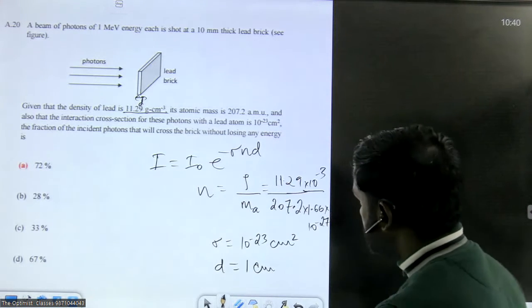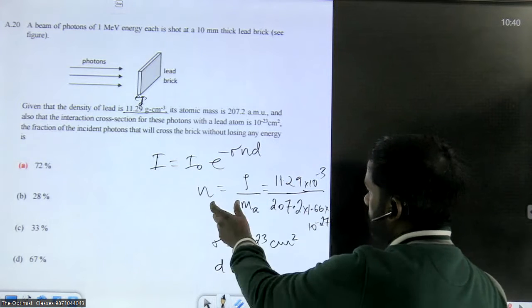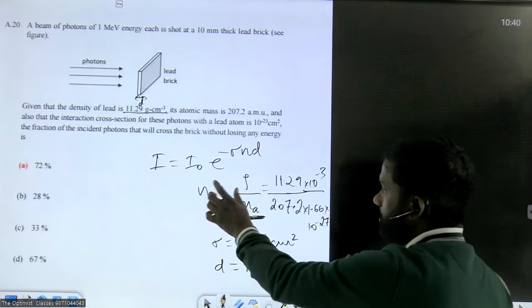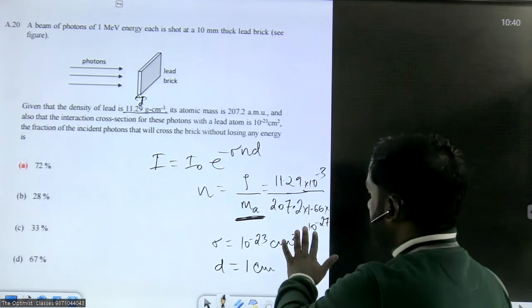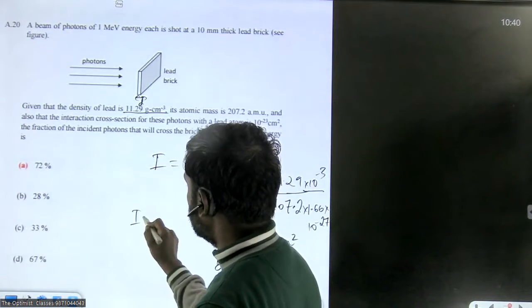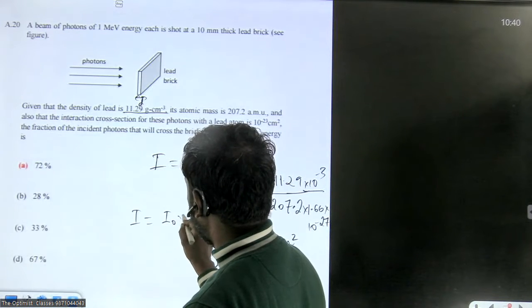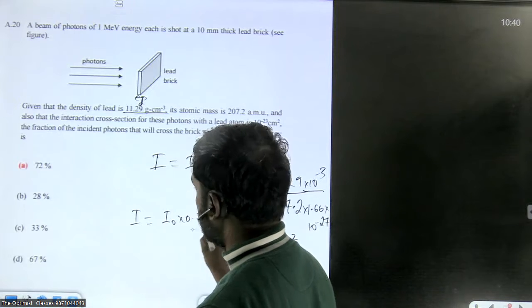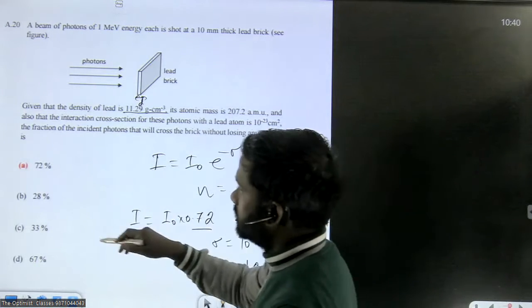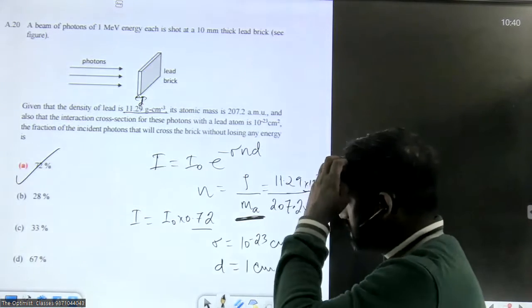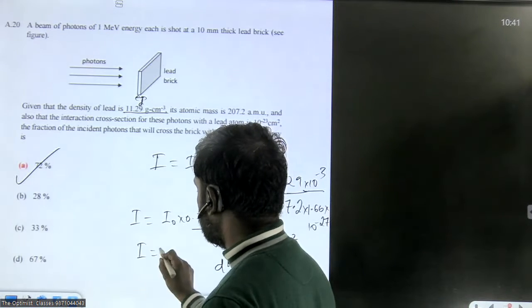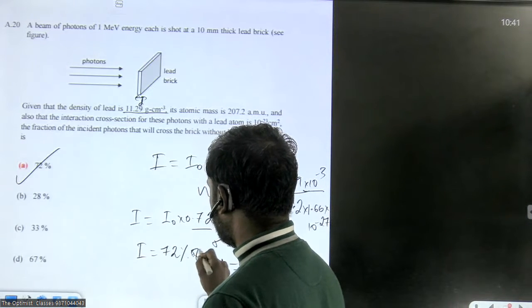So we'll put all these things here, and all the numbers I have given to you. See, this was mass density. If you divide it by the mass of one atom, you will get number density. So that's what I have done. Now if you put all these things here, you will get I is equal to I naught multiplied by 0.72. It is exactly coming out to be 0.72. I have done this calculation, so you just have to plug it in here. So this is the transmitted intensity, which is 0.72 times the incident intensity. Therefore we can say that I is 72% of I naught.